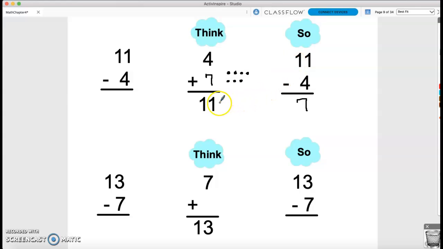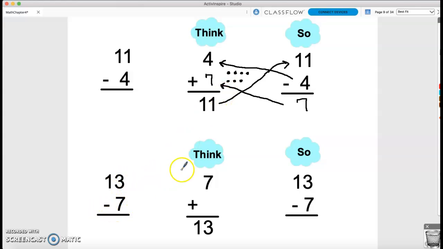So let's look at that. Our answer, which is the whole, starts us off in our subtraction sentence. What we are subtracting is one of the parts, and our other part, which is our difference, was the other addend. Awesome.